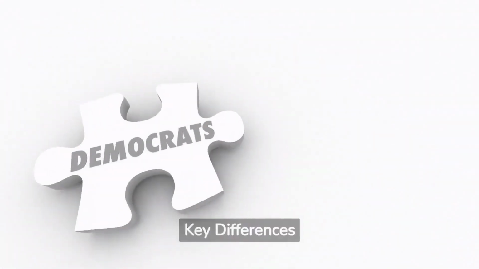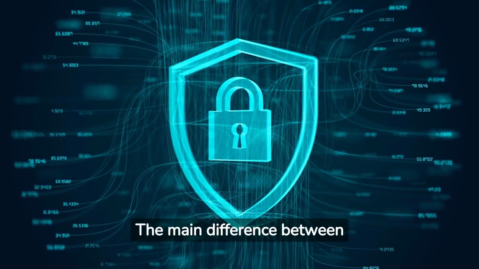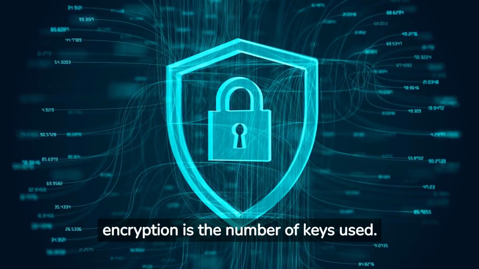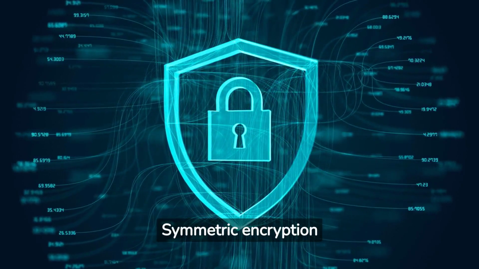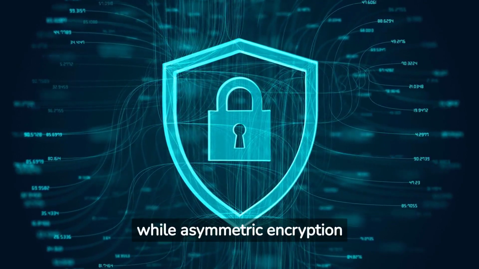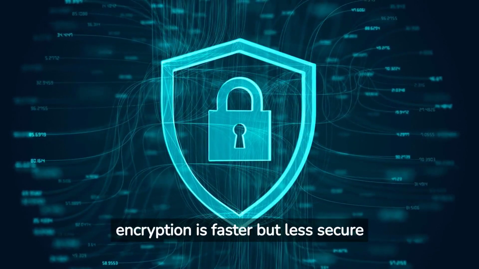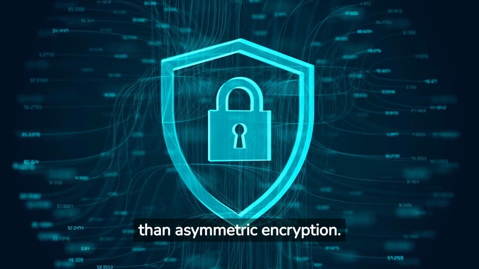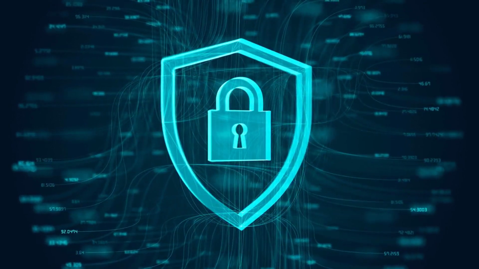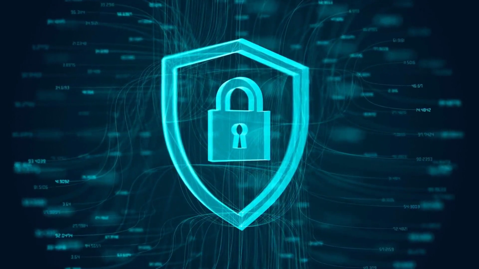Key differences. The main difference between symmetric and asymmetric encryption is the number of keys used. Symmetric encryption uses only one key, while asymmetric encryption uses two keys. This means that symmetric encryption is faster but less secure than asymmetric encryption.